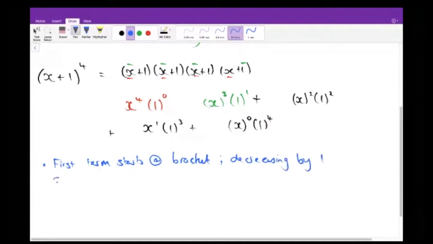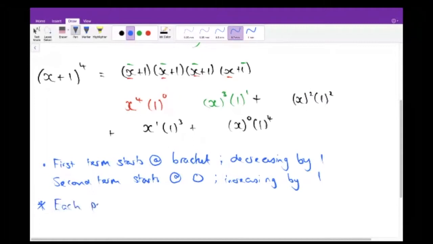And then the second term is going to do the opposite. So the second term starts at 0 and it's increasing by 1 each time. Now in general, this means if I look at each of the pairs of powers, 4 and 0, 3 and 1, 2 and 2, each pair of powers, or each power pair, it adds to the bracket power.